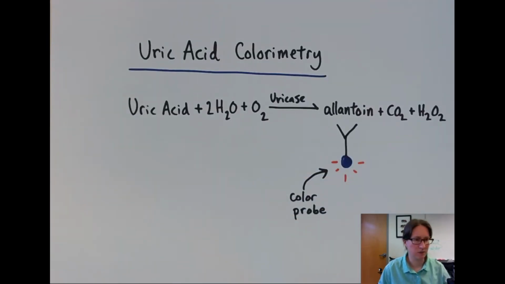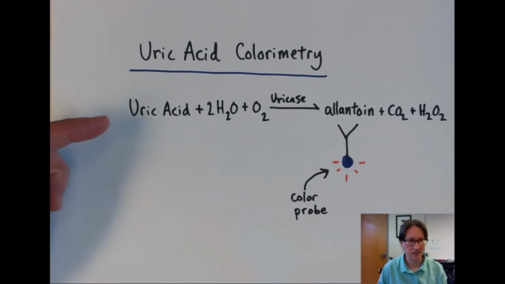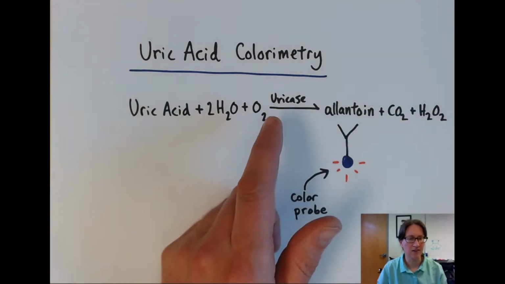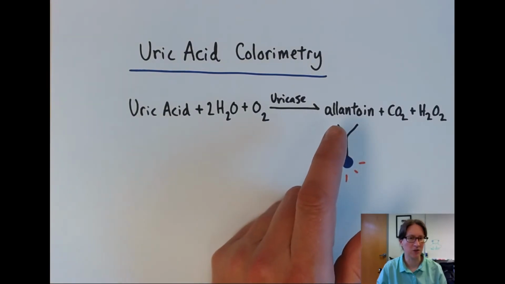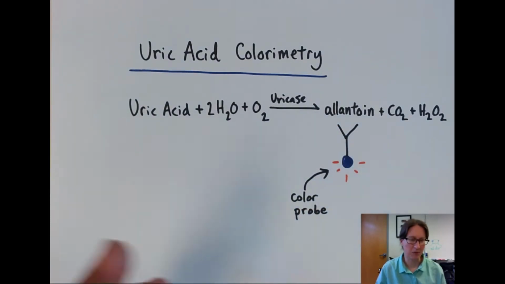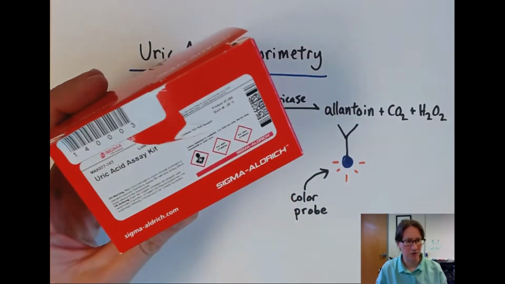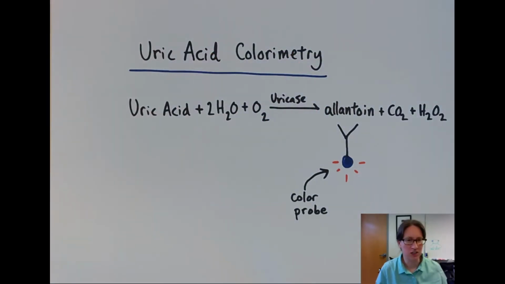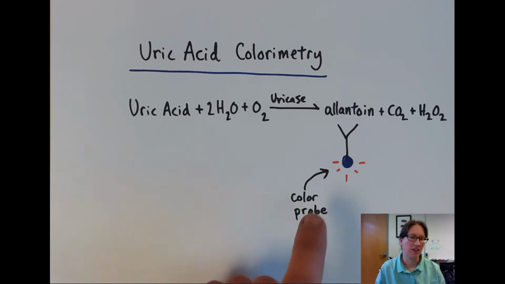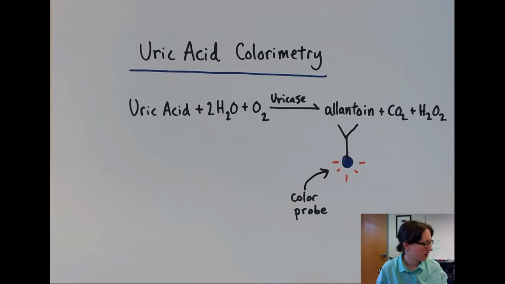And so basically for this procedure, what this involves is taking our samples that contain uric acid, and then in the presence of the enzyme uricase, uric acid can be converted into a byproduct called allantoin, and with a couple of other byproducts. And then we're actually going to use a kit. So here's one of these kits, which contains a color probe that will bind to the allantoin that we can then detect and quantify.